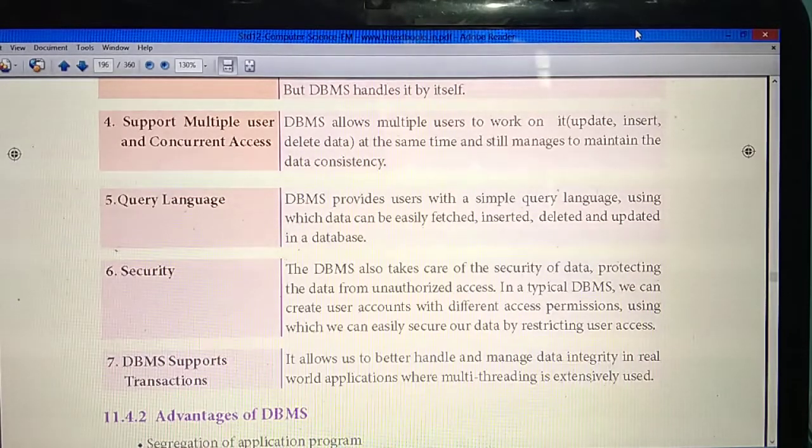Next one is security. Each and everything, security is a must. What's the use of security? It will avoid access by unauthorized persons. Only the person who is handling it can access.